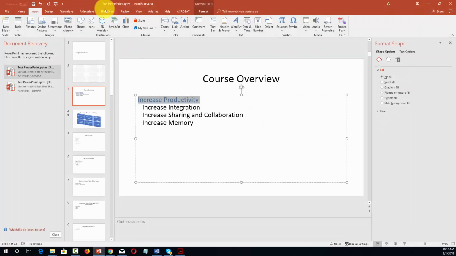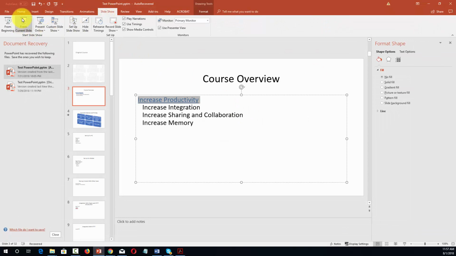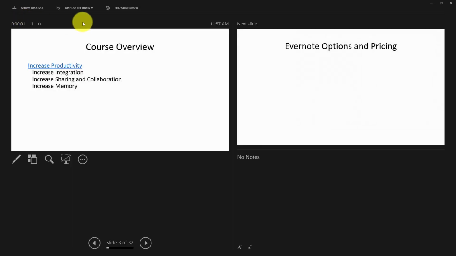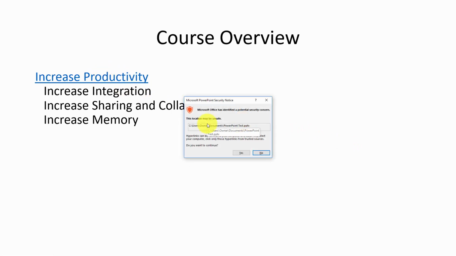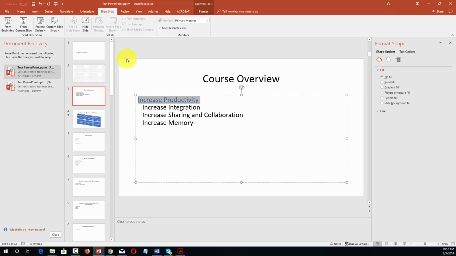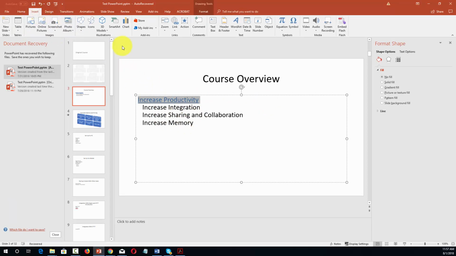So now we're going to go to our slideshow view. We're going to go from our current slide and switch over to our slideshow view. Now we're going to hover over this link. That's going to open up into a new document. Microsoft PowerPoint is going to give us a security notice. We're going to say yes, we want to continue. And then our new document opens up. So now we can click escape, and that'll bring us back to our document, and we can go back to our insert menu.